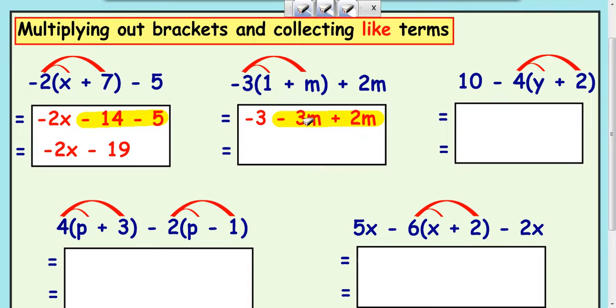So we can deal with the m's, just leave the negative 3 at the front. And then think of a number line basically. Think of negative 3 add 2. This is like negative 14 take away 5. So negative 3 add 2 is negative 1. So negative 1m.